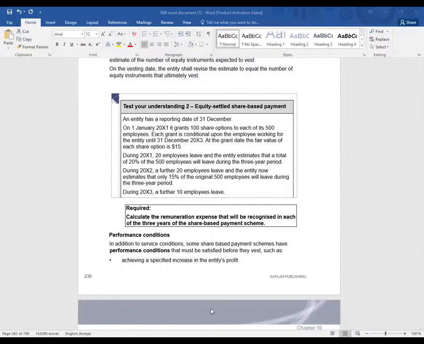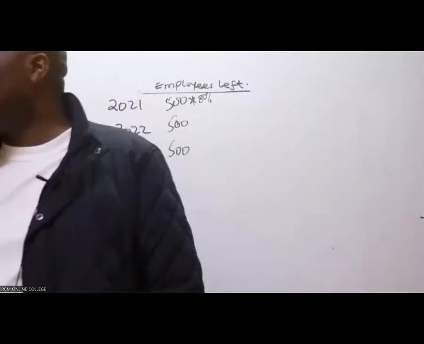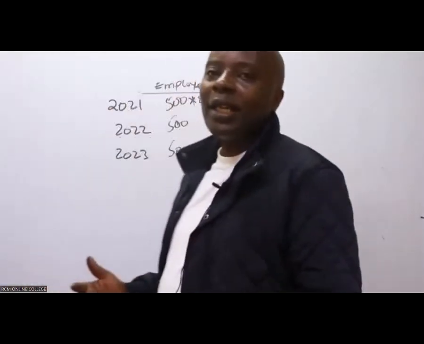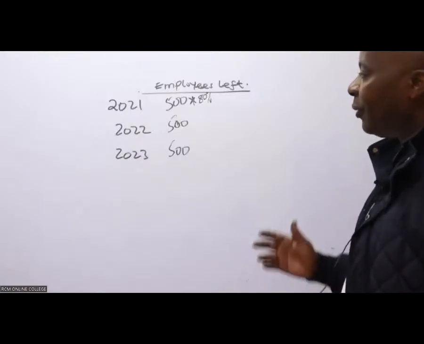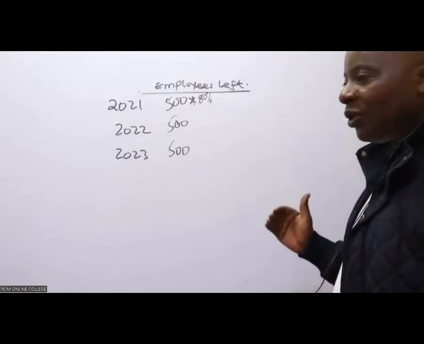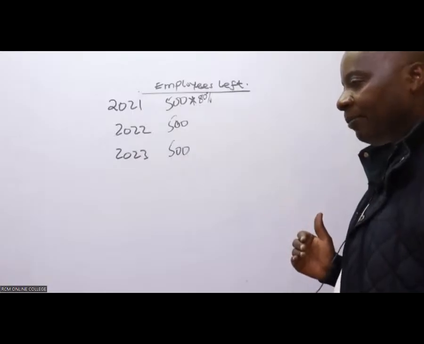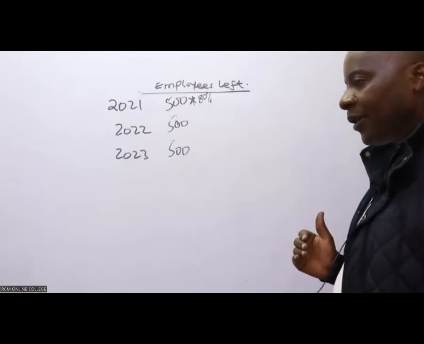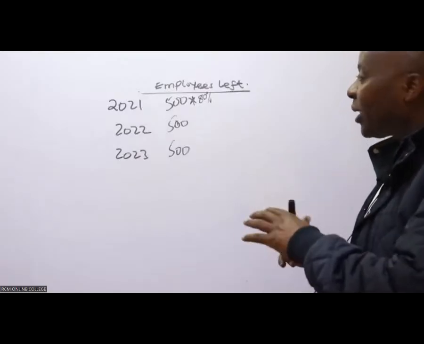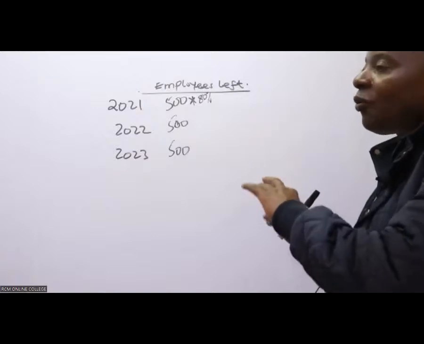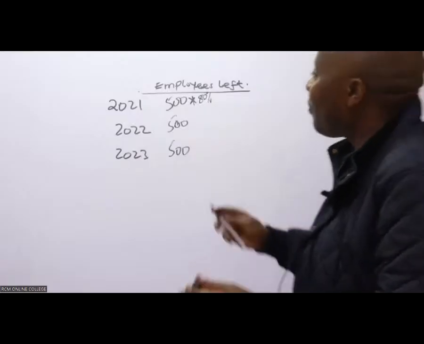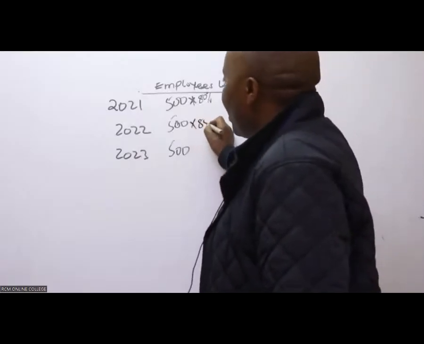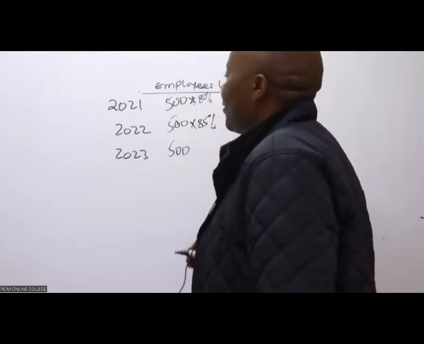If 15% will leave, what percentage will be left with us in the company? Remember, they're not telling you it is 15% of the year, it is 15% over the 3 years. So 85% will be left with us.